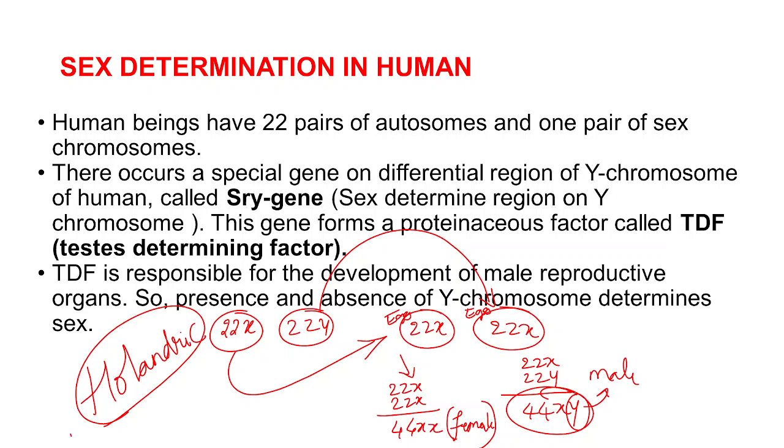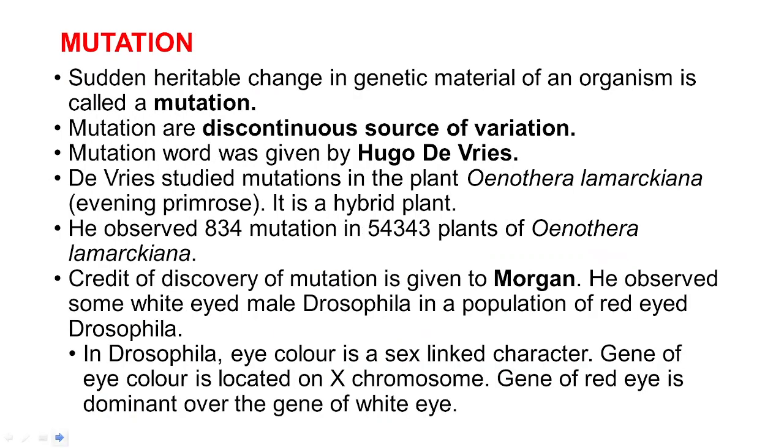The genes of Y chromosome, or male or masculine genes, are called Holandric genes, male genes. Clear? Next one. Coming to the next part of the chapter, that is mutation. What is mutation? The first point is, what is mutation? So here I would like to explain what mutation is first.